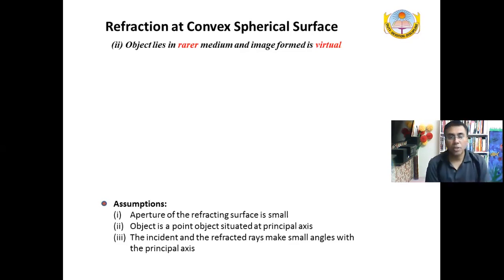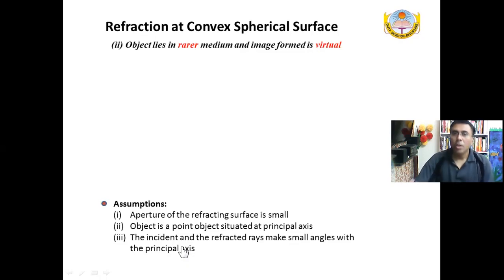Now, the assumptions are again the same as we have taken earlier. That is, the aperture of the refracting surface is small, the object is a point object situated on the principal axis, and the incident and the refracted rays make small angles with the principal axis.